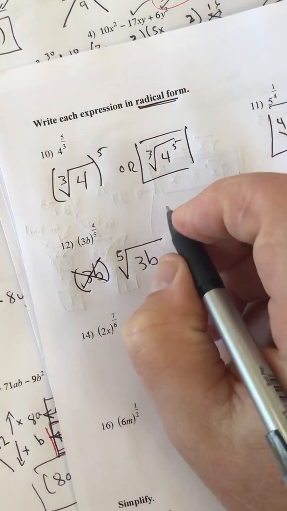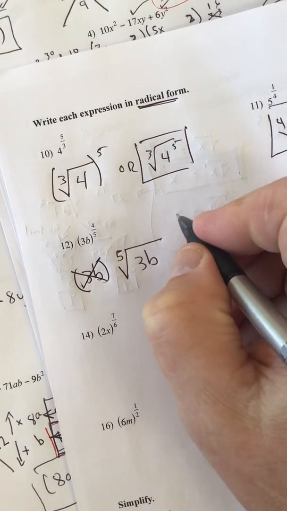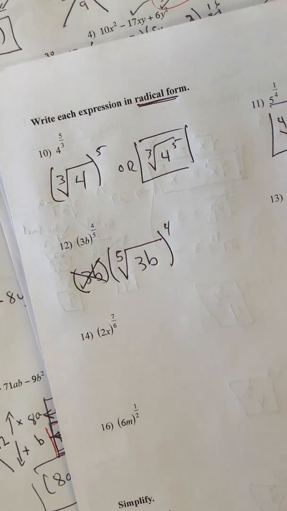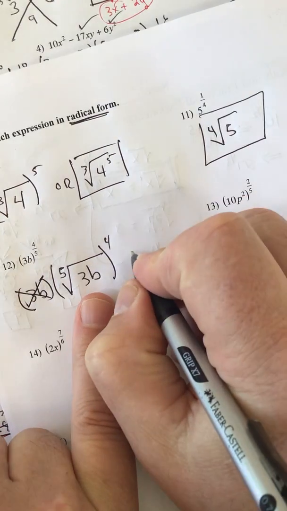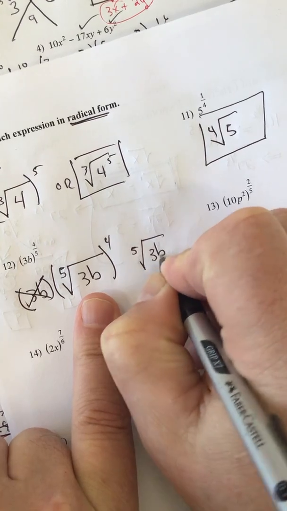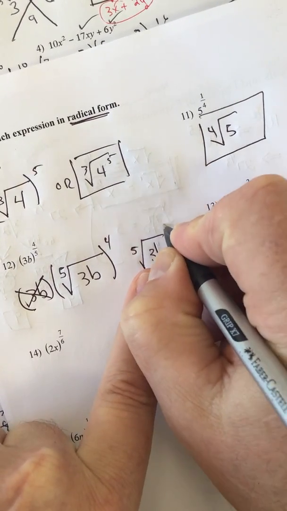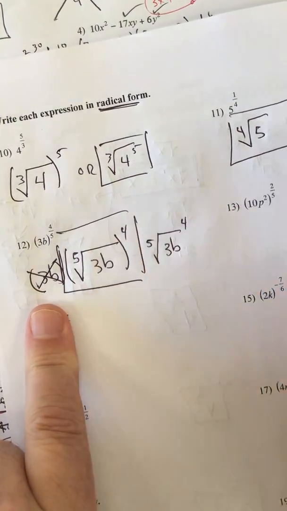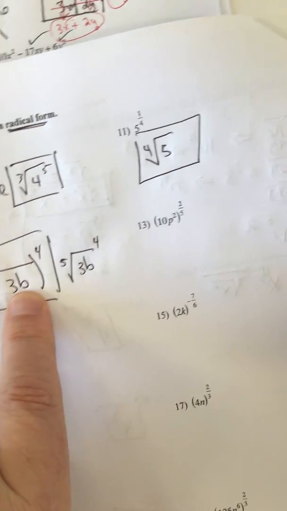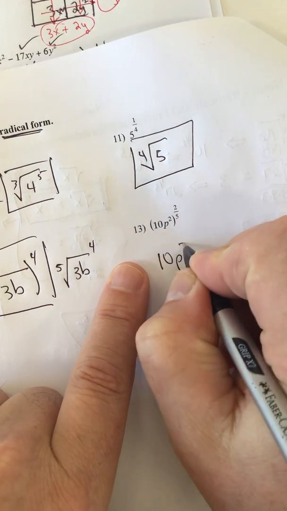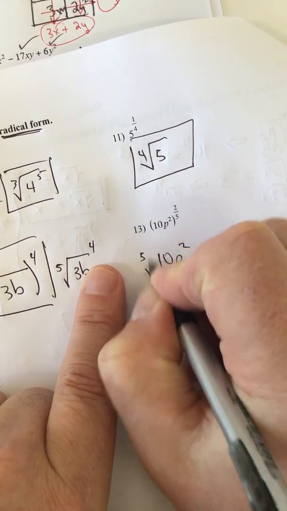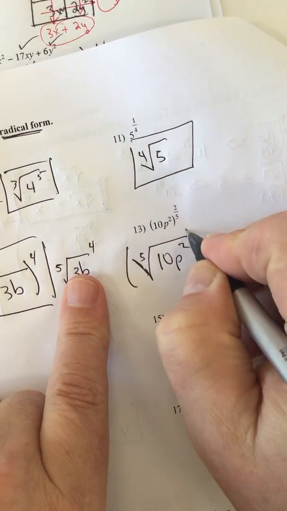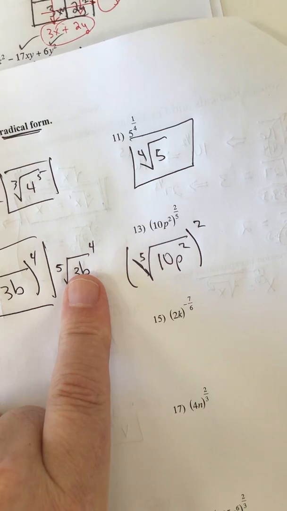So there's the 3b, and now just to be clear, a lot of times people put this whole thing in brackets to the 4th like that. You don't really have to do that. I mean, this would be acceptable as long as you get the b underneath the thing and then put it to the 4th like that. But probably this is how you will see it most of the time when there's more than one thing in there. So this is 10p squared. It's the fifth root of all of that. And then all of that is squared again.